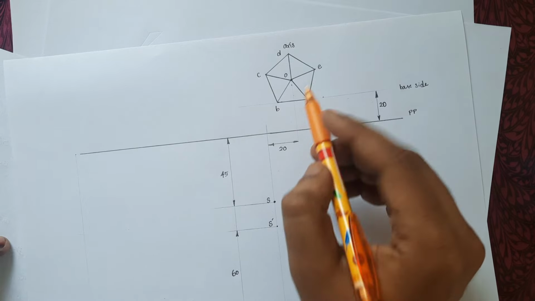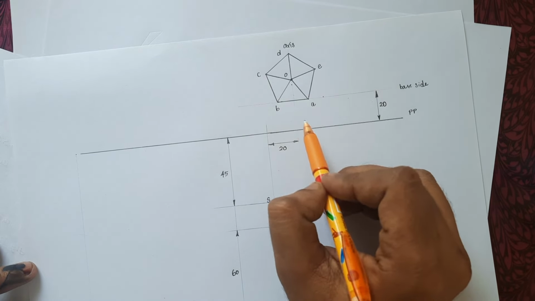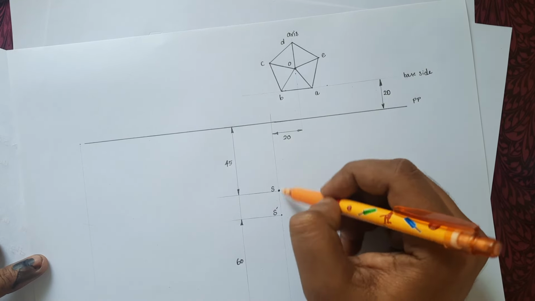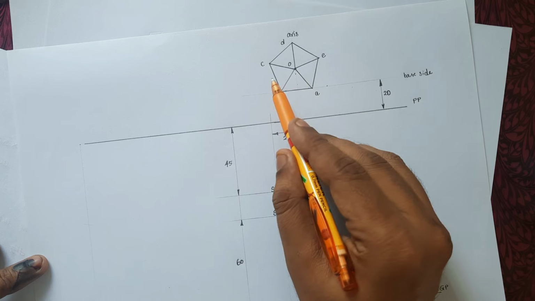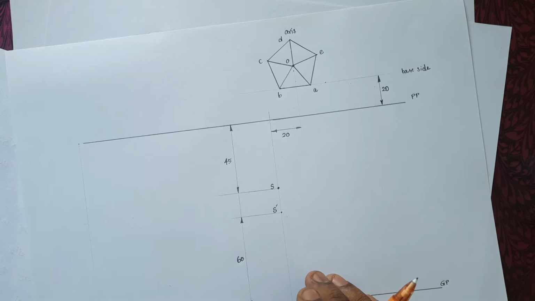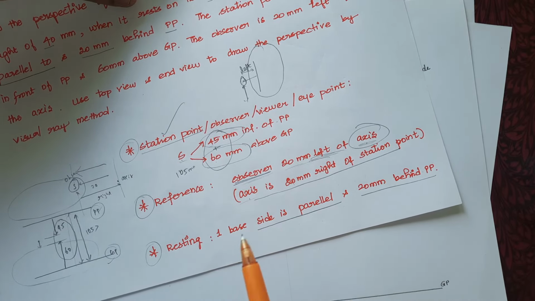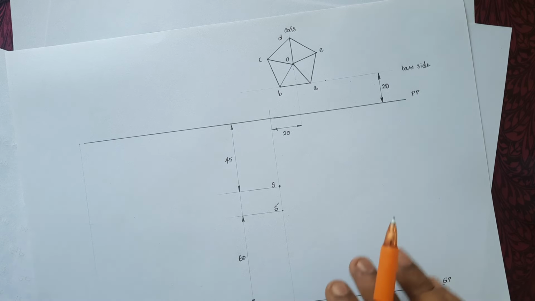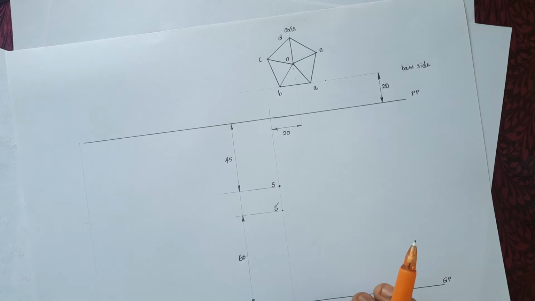Clear? So now one of the base sides is parallel, at the same time 20 mm behind the PP, and the observer station point is 20 mm left to the axis. So clear, all the conditions are satisfied. Before starting to draw another view, we have to check that the basic conditions of station point, reference point and the resting condition, all the three major data should be satisfied. Here all the data were satisfied. Now we can start to draw the side view.